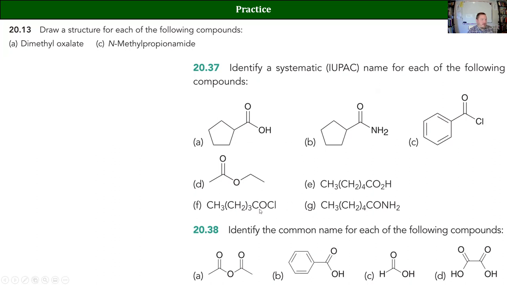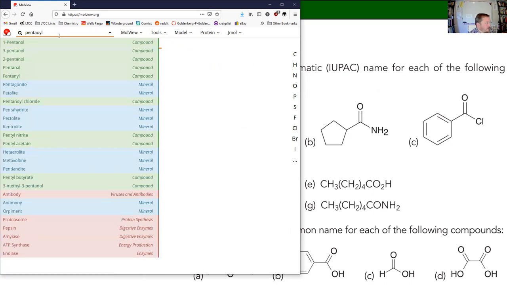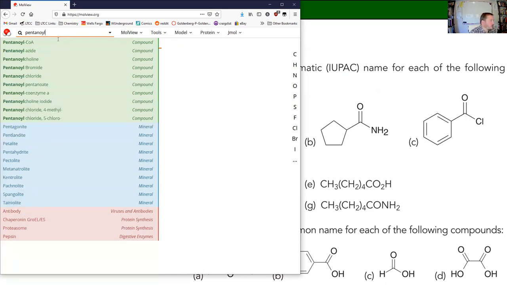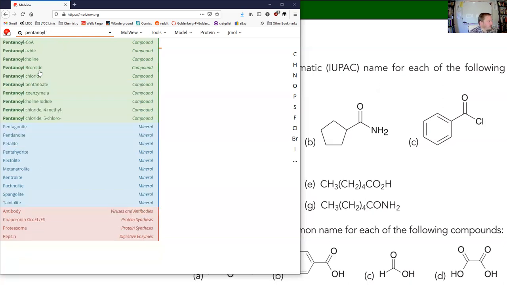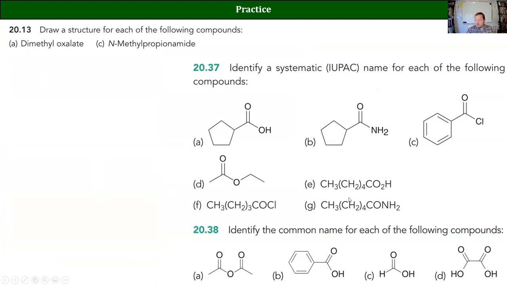Sometimes, and I'm not going to be picky about this, people will drop the O as well, so it'd be pentanyl chloride. And I believe even MolView will show up with that. So if you type in pentanoyl, you get everything showing up here. Let's see what happens if we get rid of the O. I guess it doesn't show up as well. So keeping the O is preferable. So there's our pentanoyl chloride that we have the condensed structure for over here.